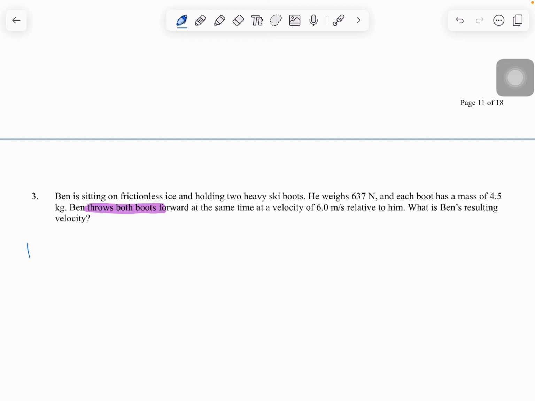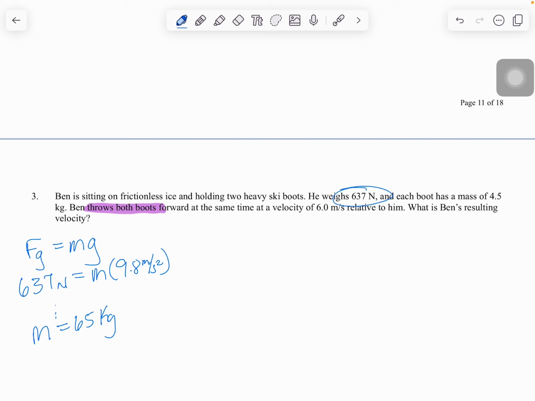And remember that to find the mass of something, you need to know the weight, 637 newtons, and gravity, 9.8 meters per second squared. I'll help you out with this one. And so the mass there is 65 kilograms. That was a little tricky. The answer, the velocity of the boot, is a negative 0.83 meters per second. So try that one as well.